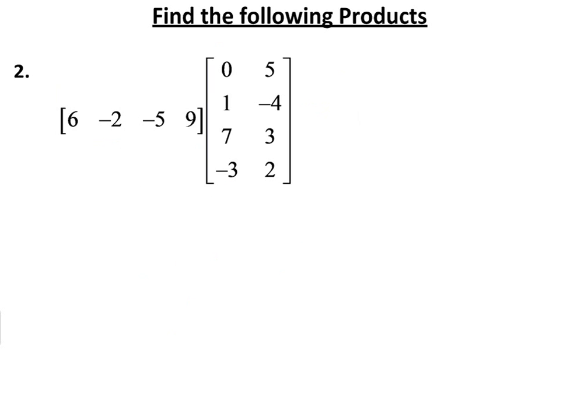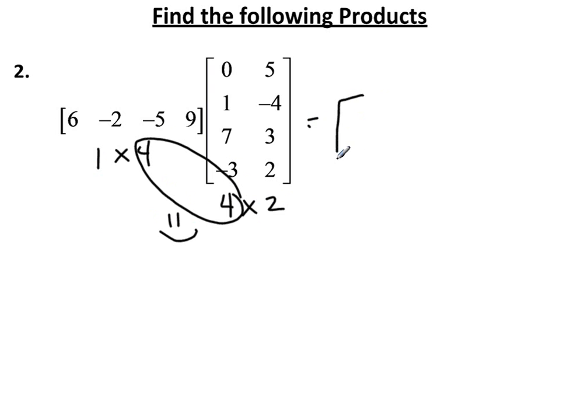Let's try this again. So this is a 1 row by 4 column. This is a 4 column by 2 row. Again, these match up. So now my solution is going to be 1 row by 2 columns. So 1 row by 2 columns. Okay, so I'm going to show you a couple different ways that you can write out how to get this.